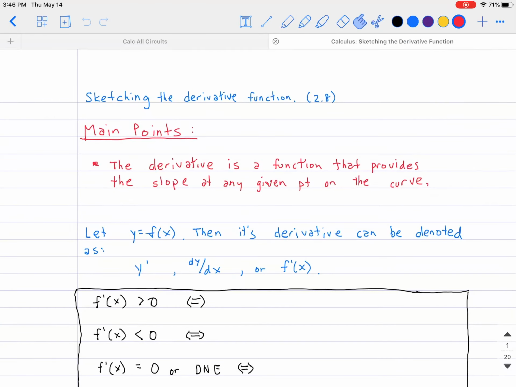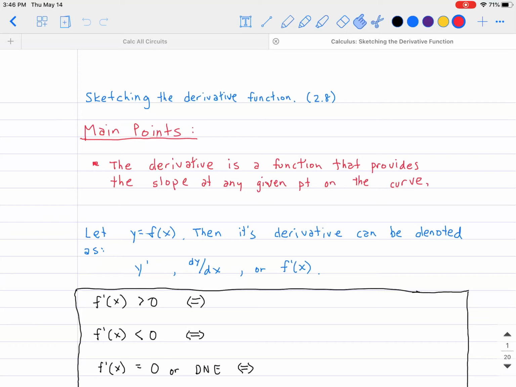Hello everybody. Today we will be talking about the derivative function for calculus. We previously talked about how to solve for the derivative of a function using the formal definition of derivative, the limit as h approaches zero. But now I want to apply the whole derivative thing and see how it actually works.